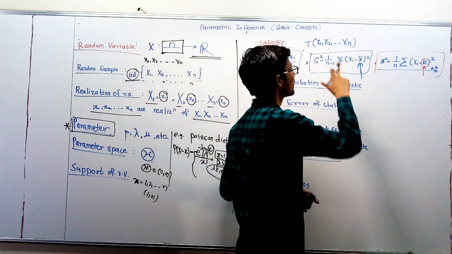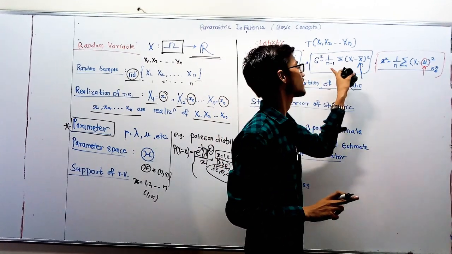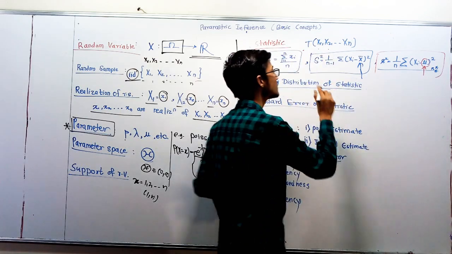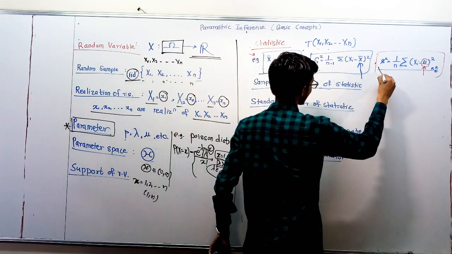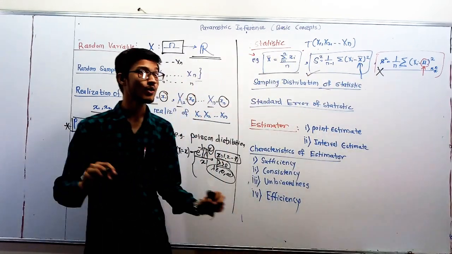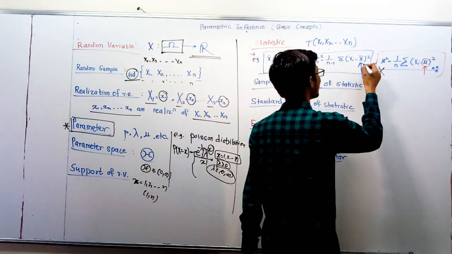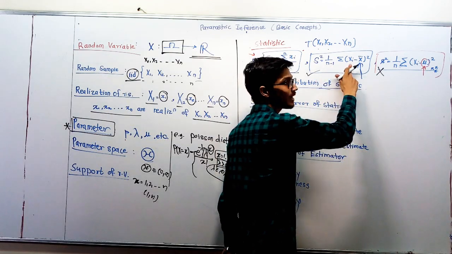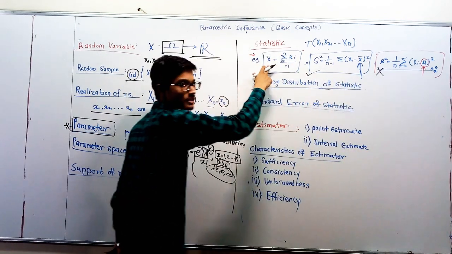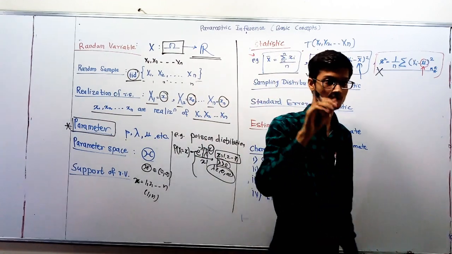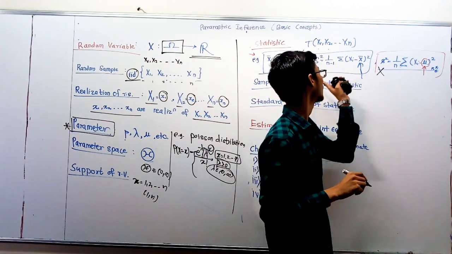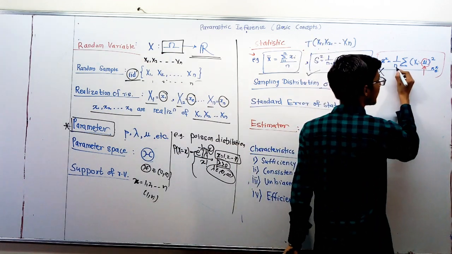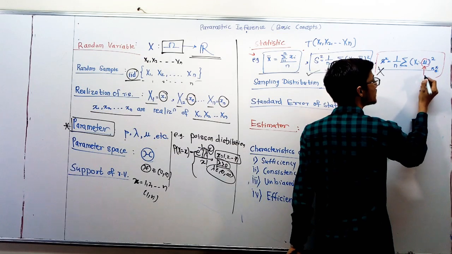See here, S square, what is it? Sample variance. And what is this one? It's a population variance. Sample variance is a statistic, but population variance is not a statistic. Why? See, in sample variance, you know n, that is 10, you know xi, you know x bar. How? From those 10 samples you can compute x bar. But in population variance, you know n, you know xi, but you don't know this mu.